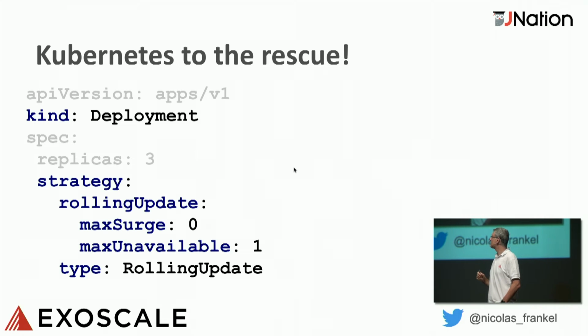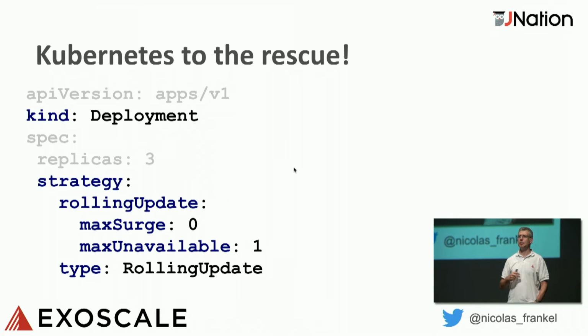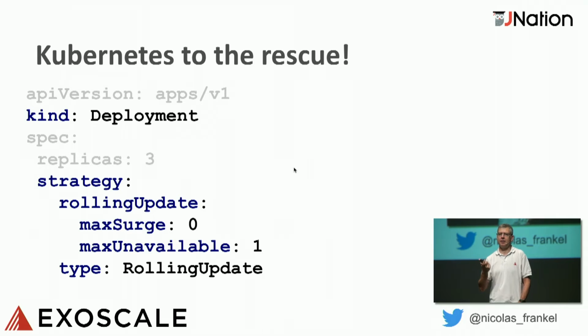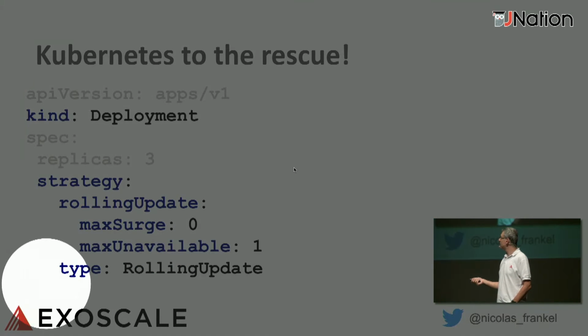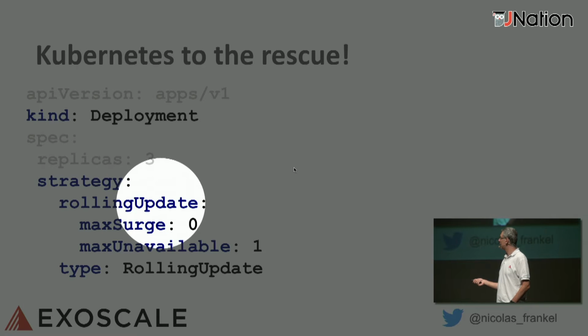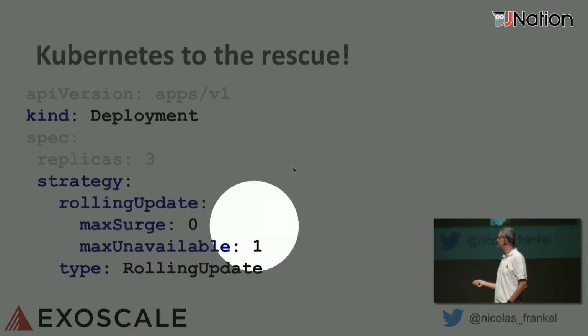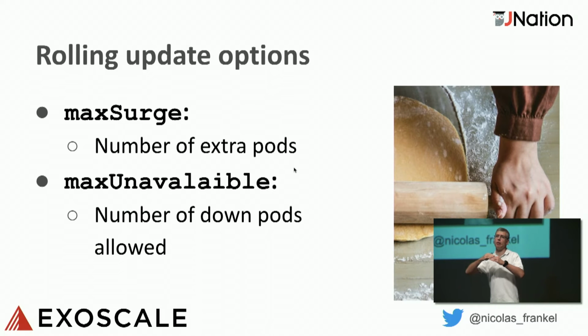And with Kubernetes, it's just everything in YAML, because this resource is called deployment, and it's already readily available. So basically, you just specify two parameters: max surge and max unavailable. Max surge is the number of extra pods that you allow Kubernetes to spawn. And max unavailable is the number of pods that you allow Kubernetes to kill to do your deployment.